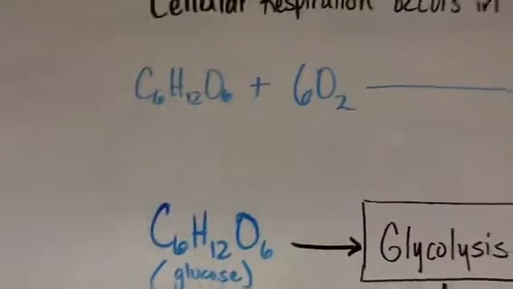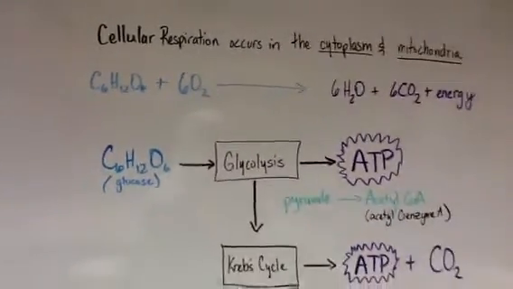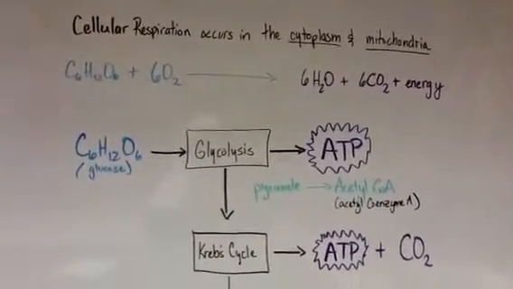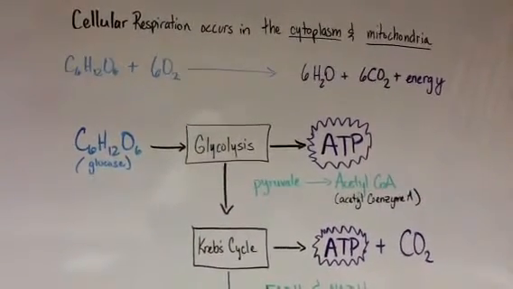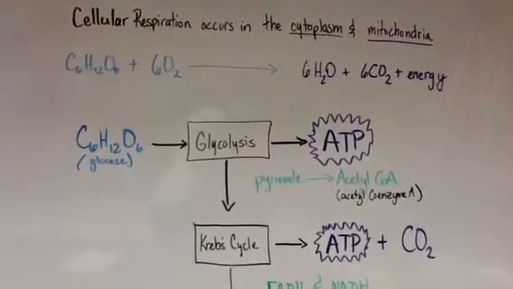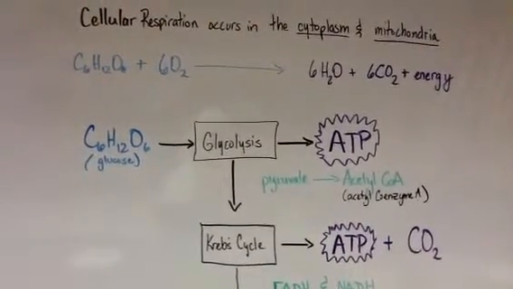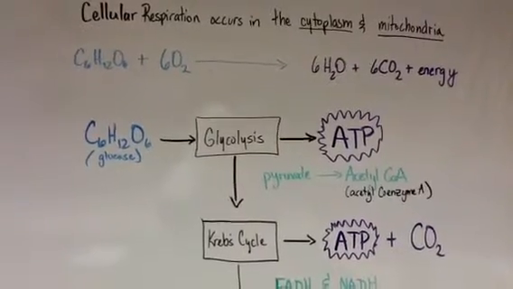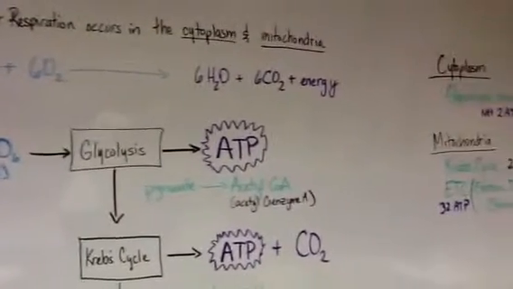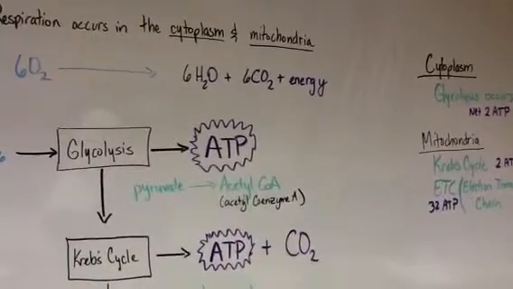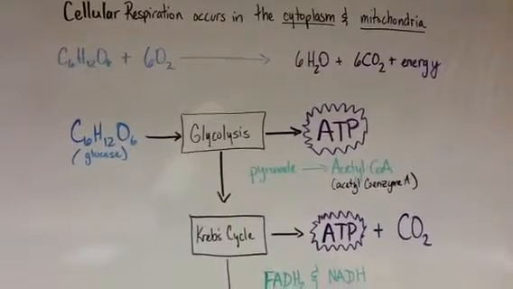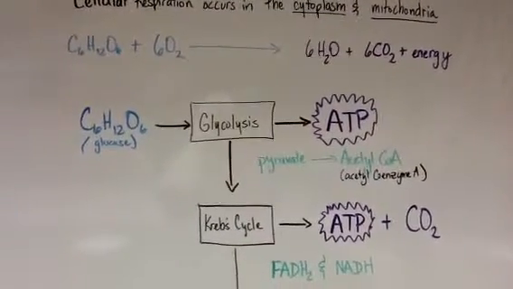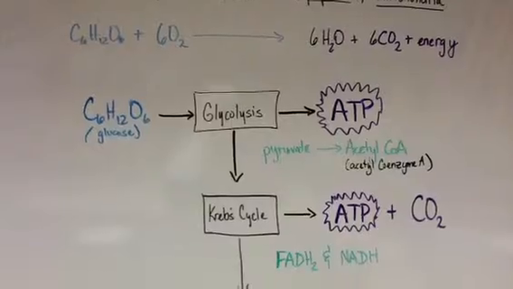So let's take a look at this equation here. If you take a look at the equation as a whole, you've got C6H12O6, which is glucose, plus 6 O2, which is going to give us 12 oxygens. So you take your glucose and your oxygen, you add them together, and you're going to get 6 waters, 6 carbon dioxides, and energy. If you take a look at your earlier notes on photosynthesis, it's the exact same equation, just backwards.